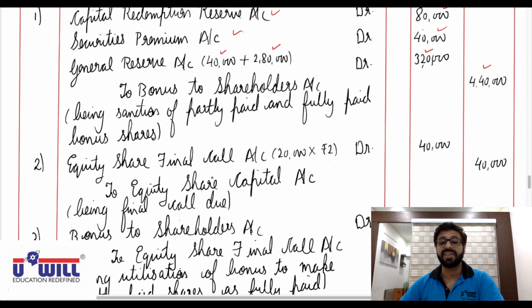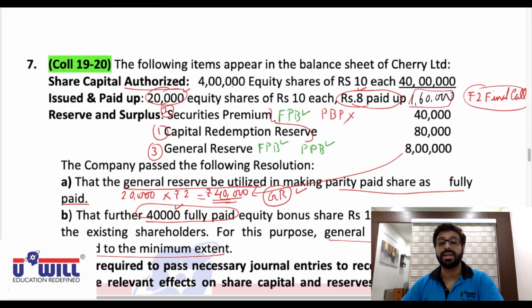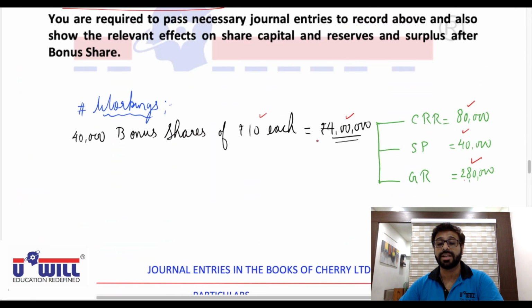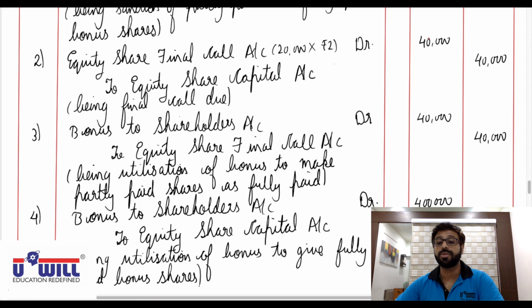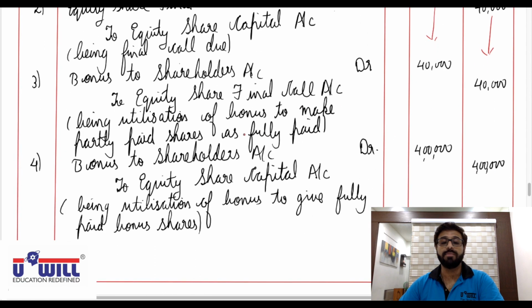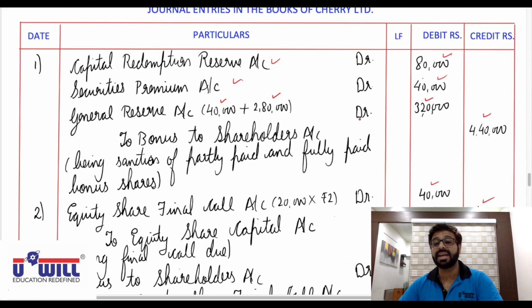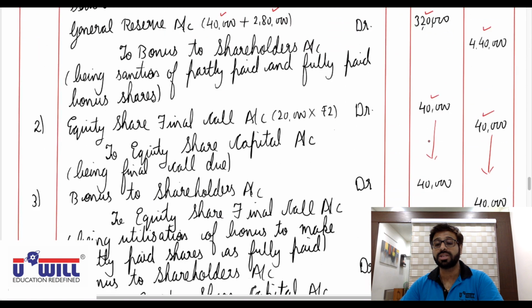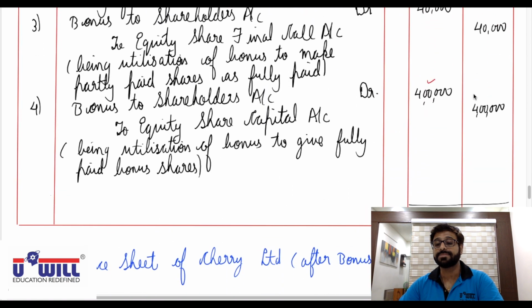Then equity share final call to equity share capital: 20,000 shares, 2 rupees of final call, so 20,000 into 2, 40,000. And then bonus to shareholders to equity share final call, the same 40,000 rupees. And then bonus to shareholders to equity share capital, this fully paid bonus of 4 lakhs.